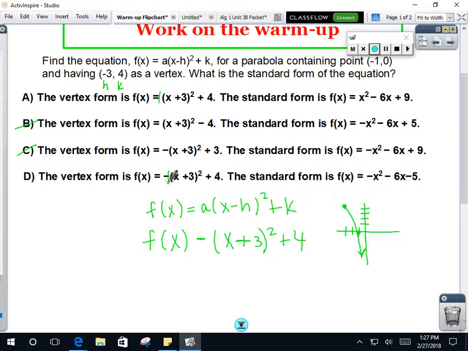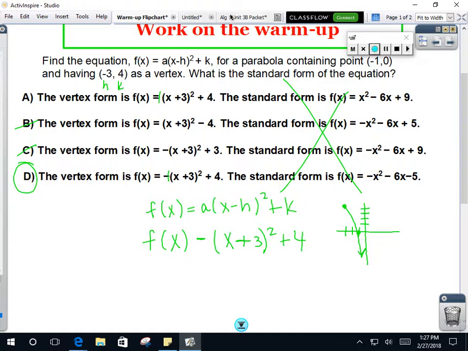Since this is the only one that has everything right and none of them match, you don't even really have to worry about this part of the problem. The only time you would have to worry about that is if these had been identical. But since they're all unique, once you know this is the right equation, then this is the right answer. You don't have to worry about the rest. Does that make sense?